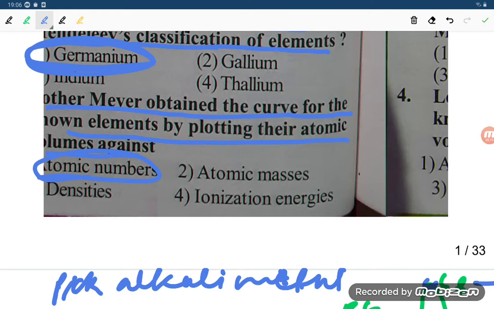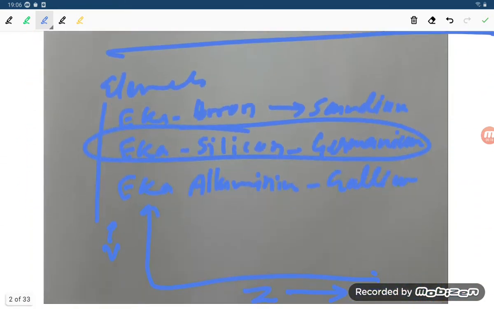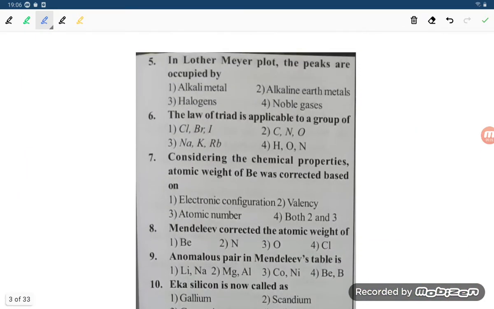Now students, let us move to the next problem. Problem number 5. If you check out problem number 5: in the Lothar-Meyer plot, the peaks occupy what?